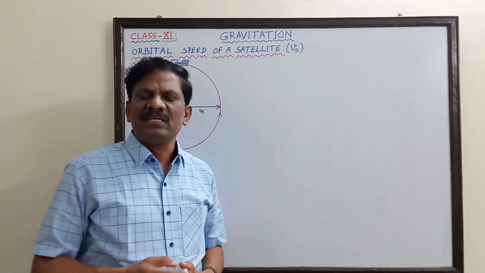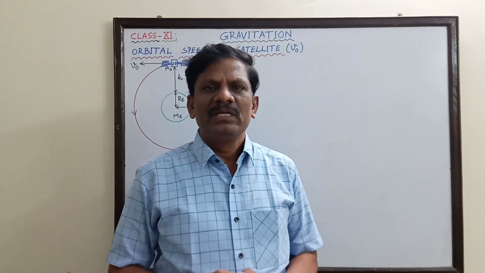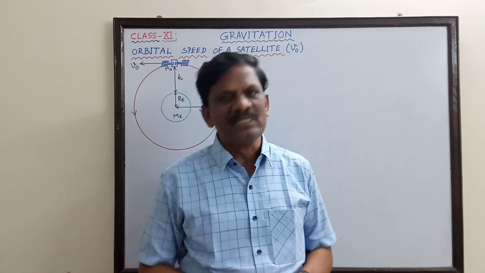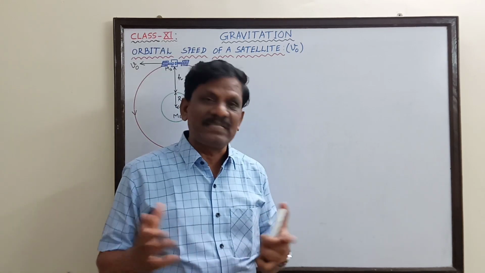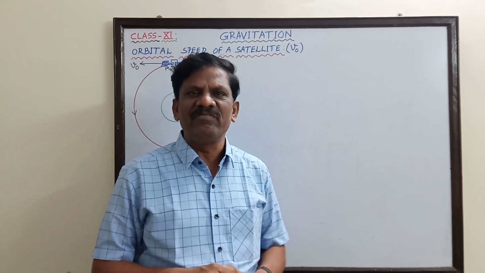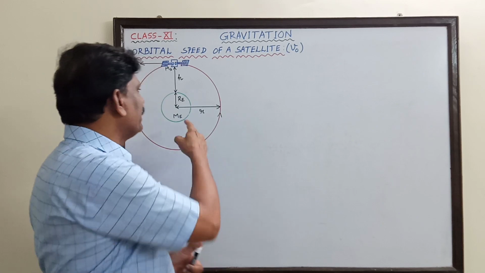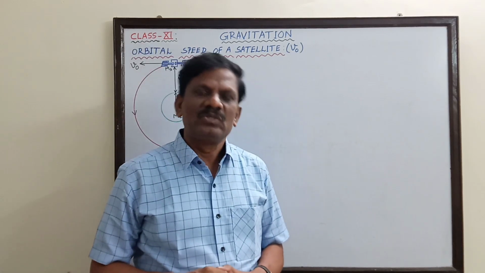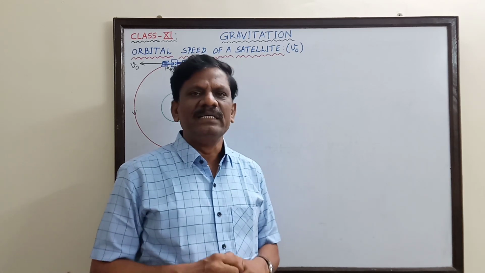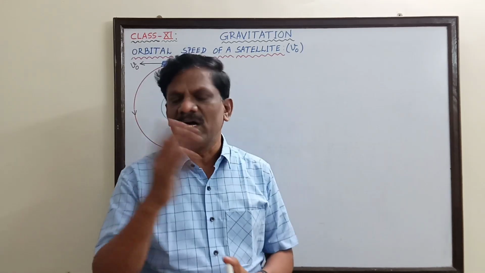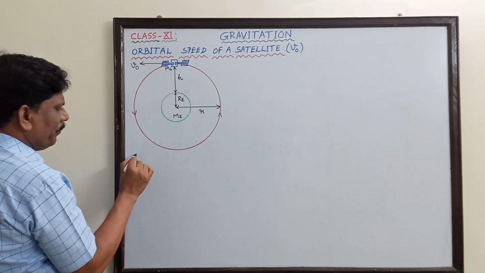Whenever a body is revolving in a uniform circular motion with a constant speed VO, it will be under the action of a centripetal force. Is it not? Who is the agent who supplies the necessary centripetal force to the satellite? There should be some source for the centripetal force. That is nothing but the gravitational attraction exerted by the earth on the satellite. So in a stable orbit, these two forces will balance each other and the satellite will be continuously revolving around the earth.